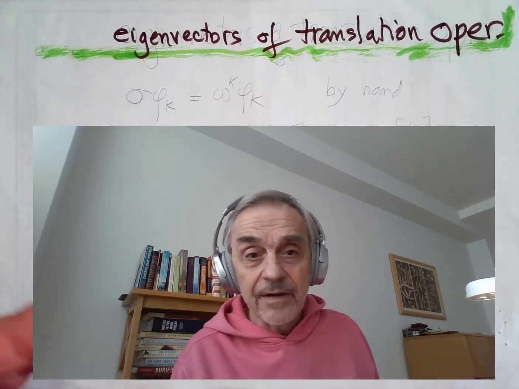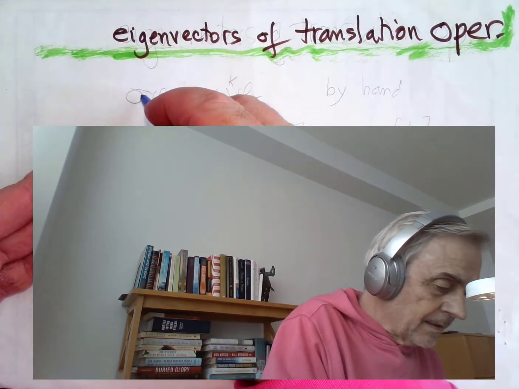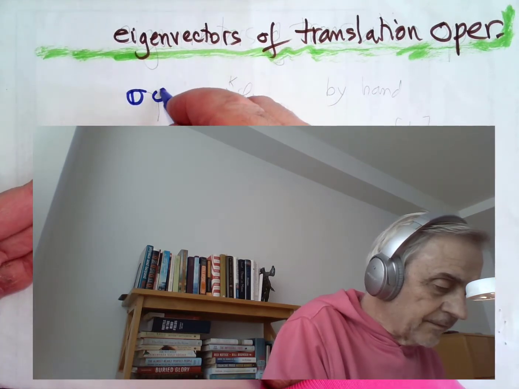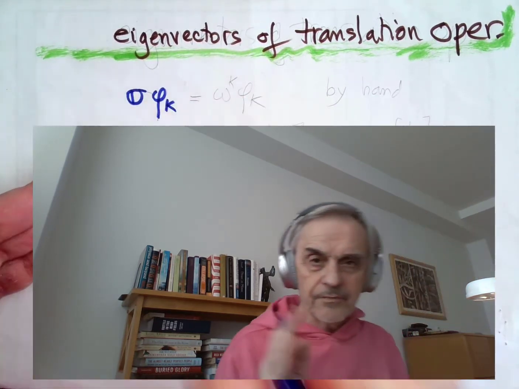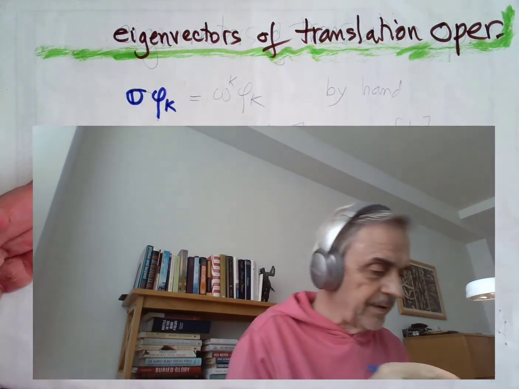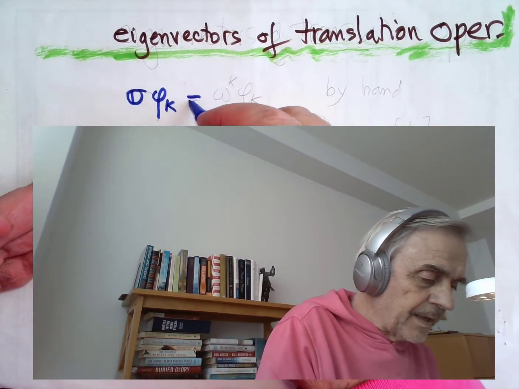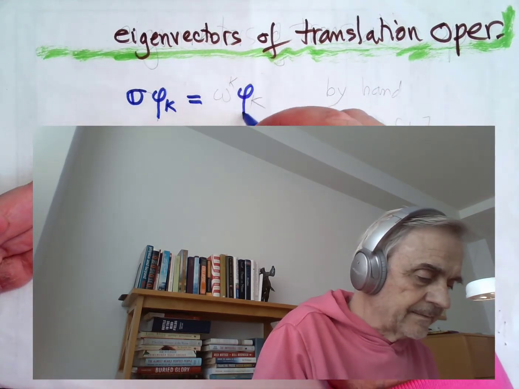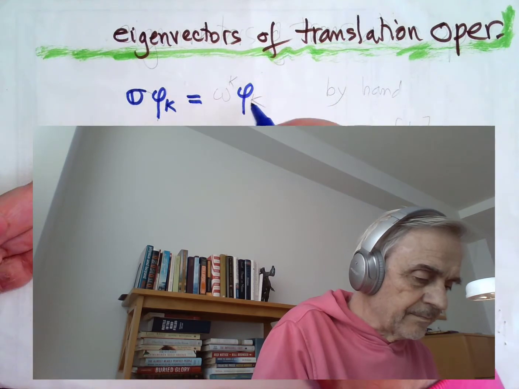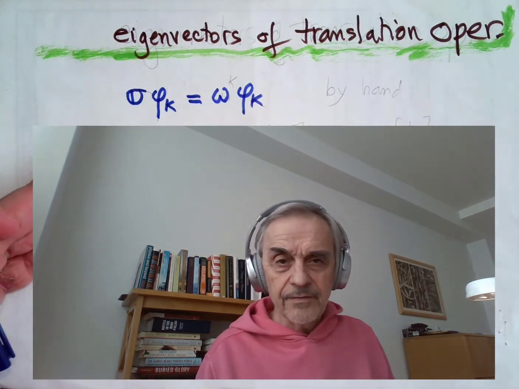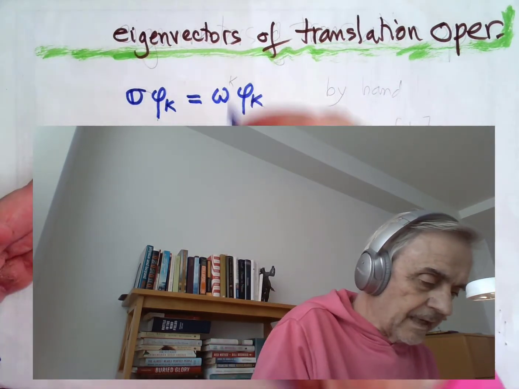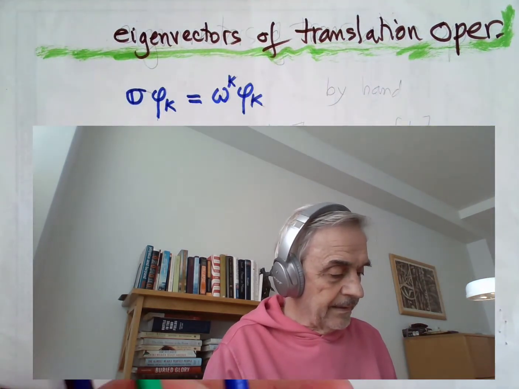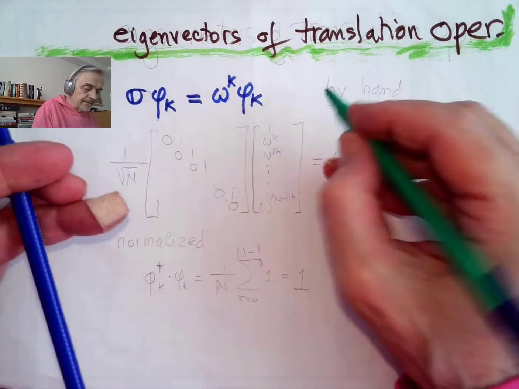The eigenvalue equation is, I have a matrix phi. There is an eigenvector which we'll label k because we have k different eigenvalues. And we want to find a vector such that if you multiply that matrix by the translation operator, you just get the eigenvalue back, and the eigenvalue was the primitive root to the kth power. This is so simple, we can do it by hand.